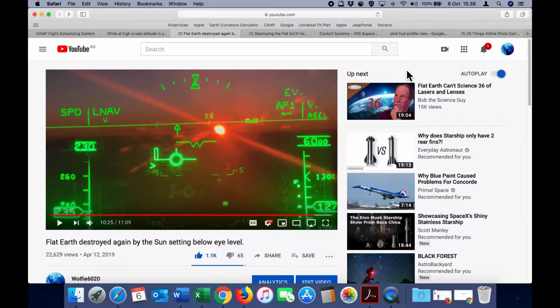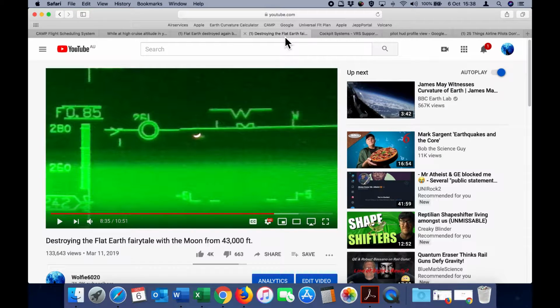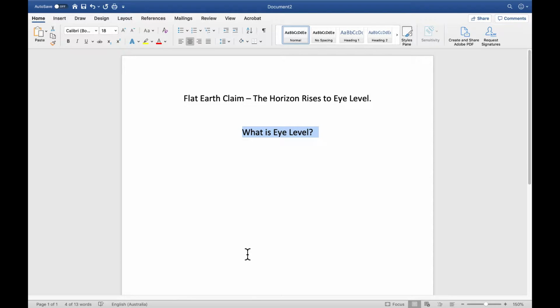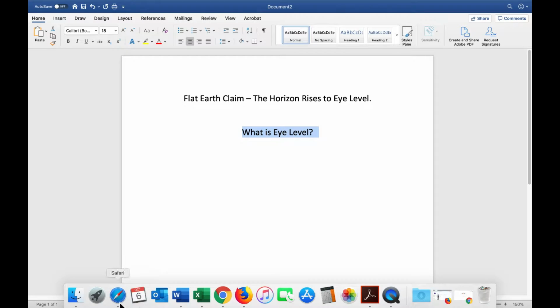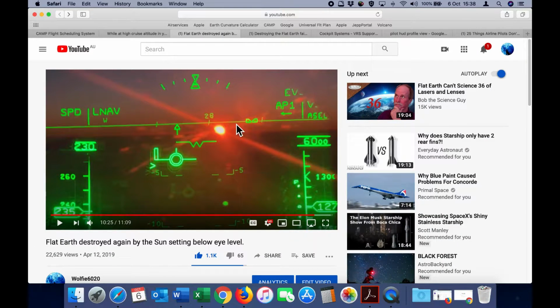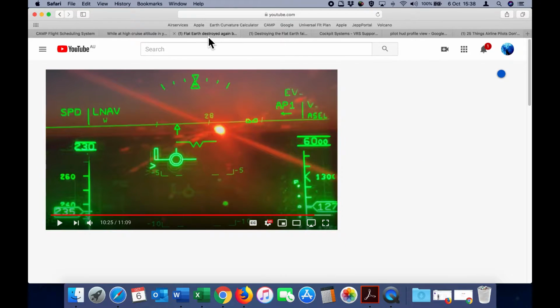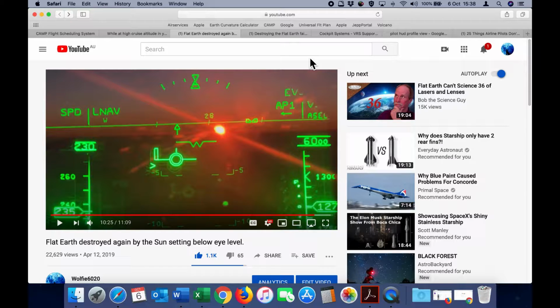And this is why my videos showing the sun and the moon clearly below horizontal from the pilot's eyes, clearly below eye level, are so devastating to flat Earth. Not only do they destroy this claim that the horizon rises to eye level, but it would be physically impossible to have this on a flat Earth if the sun and the moon were circling above a flat Earth. At this altitude of 13,000 feet and this altitude of 43,000 feet, we would never see the moon or the sun below eye level, below horizontal from the pilot's eyes. And yet, that is precisely what we see in reality.